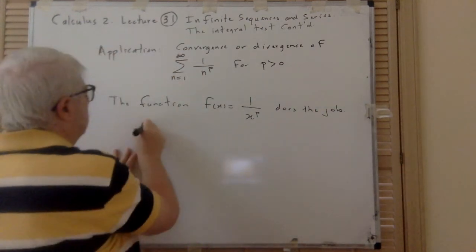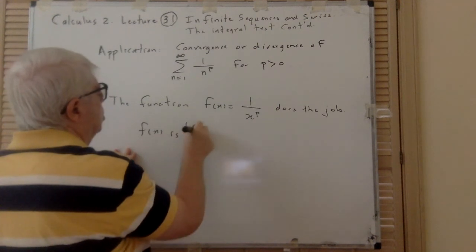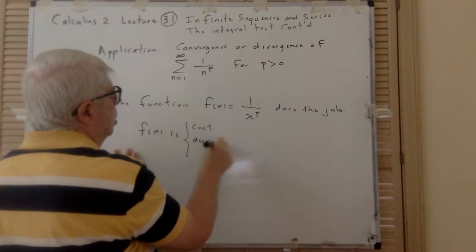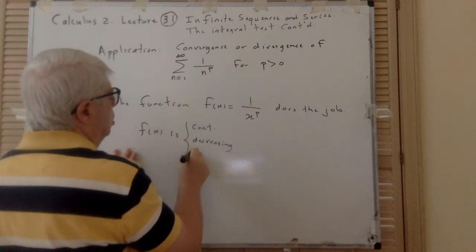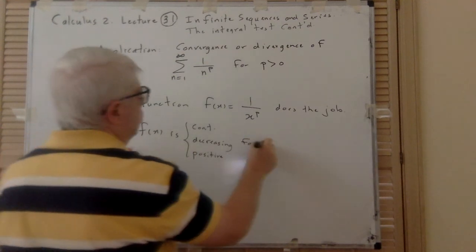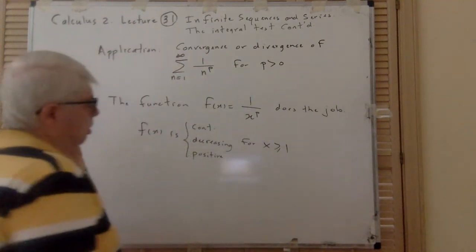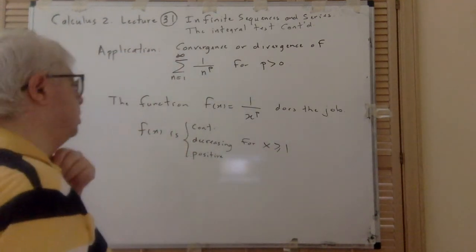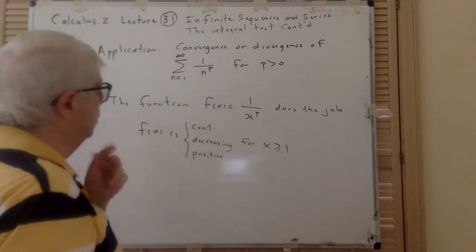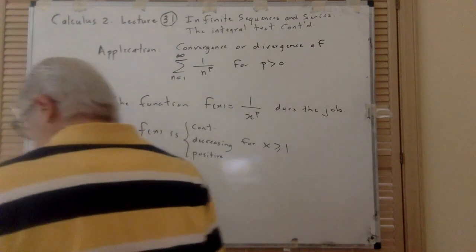So f(x) is continuous, is decreasing, and is positive for x bigger than or equal to 1, up to infinity. Okay, so let's look at this integral, the integral of 1 over x^p dx.